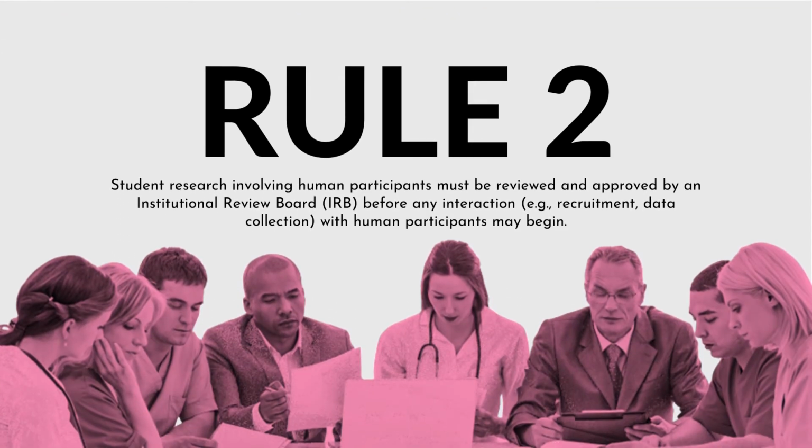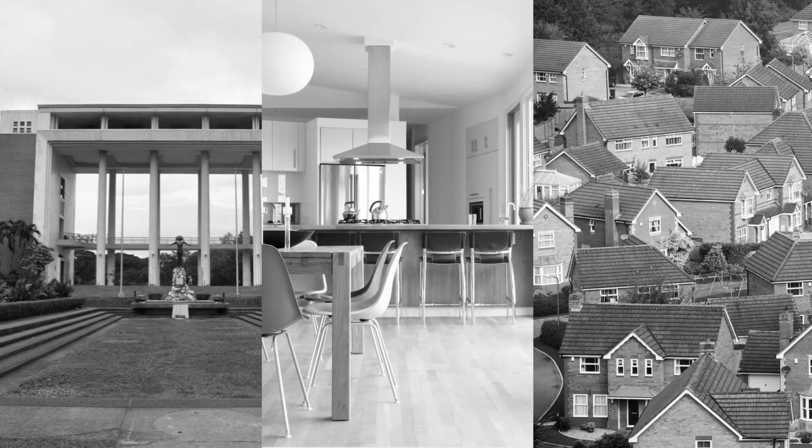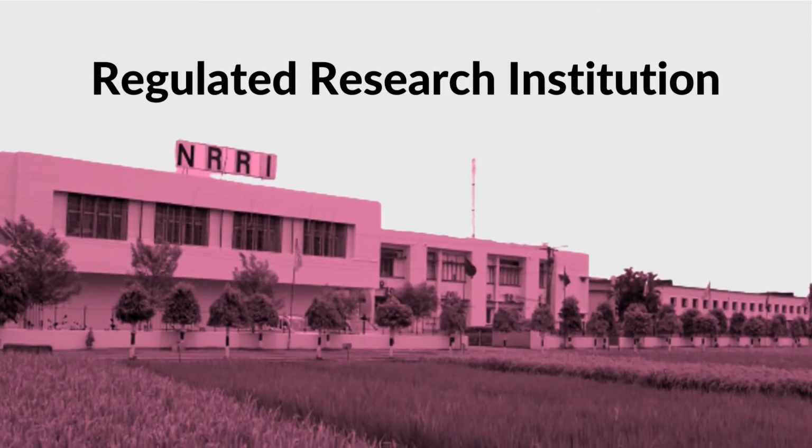Rule 2. Student research involving human participants must be reviewed and approved by an institutional review board before any interactions with human participants may begin. Projects that are conducted at school, home, or community must be reviewed and approved by the school IRB, while projects that are conducted at a regulated research institution must have IRB approval from the RRI.